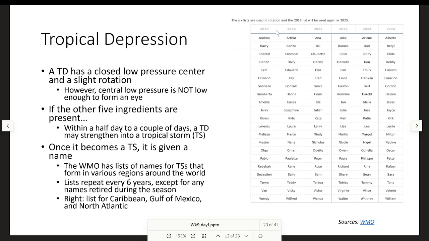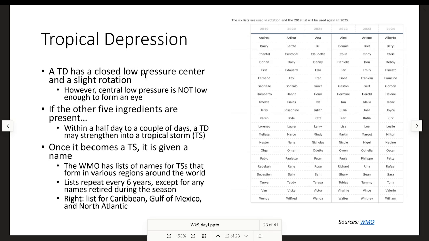So here is the naming conventions. Let's see. I think we already got Bonnie. They will never have my name, I don't think. Yeah, no Kendall. So what can we be expecting this year? Danielle, Earl, Fiona, Gaston, is that Hermione or Hermione? I'm going to say Hermione. I kind of like Harry Potter. Ian, Julia, Karl, Lisa, Martin, Nicole, Owen, Paula, Richard, Sherry, Tobias, Virginie, and Walter. So that's what's to expect this year.